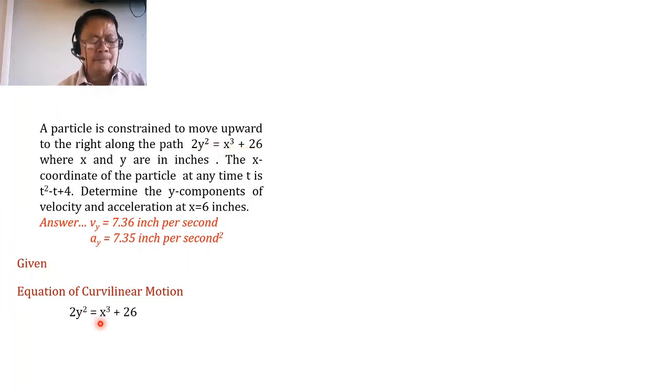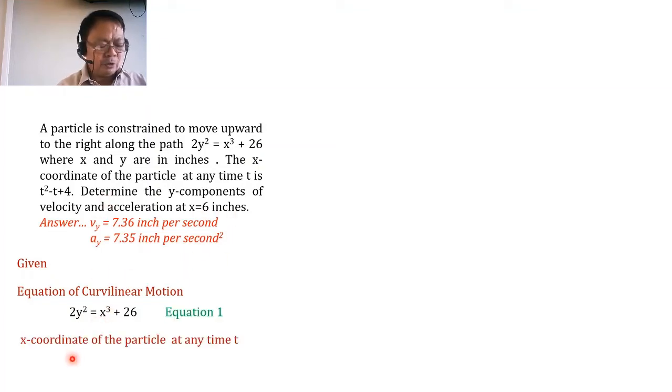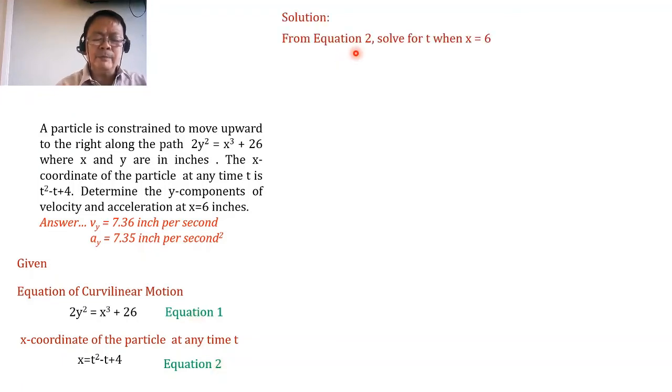So you have here, and then we also consider the coordinate of the particle at any time t, which is given in terms of x equal to t squared minus t plus 4. Let us call this our equation 2. From here, we can start with equation 2 so that we can immediately get the value of the time t, when x is equal to 6.